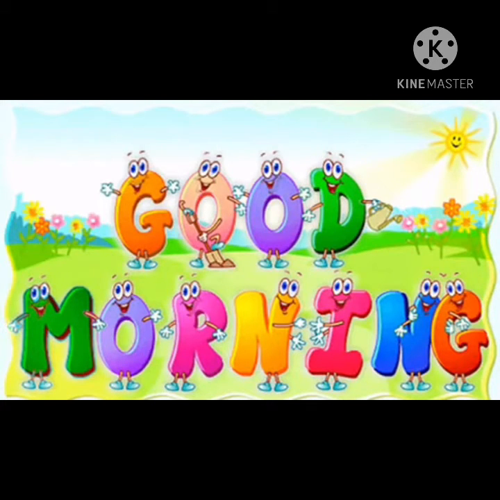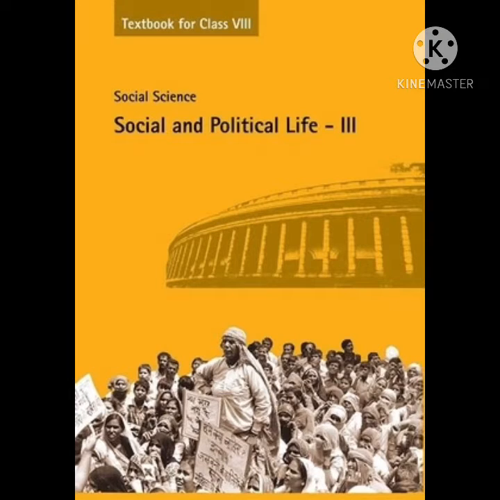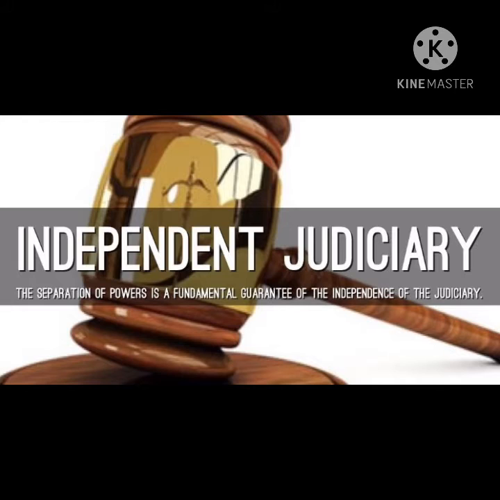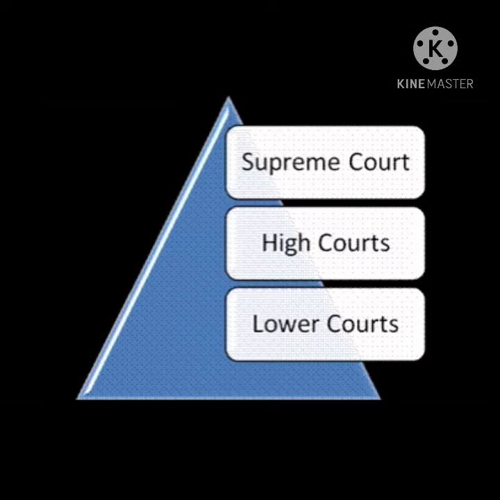So, students, in the previous session, we discussed our judicial system of India as well as the independent judiciary. Today, we are going to discuss the structure of courts in India. India's judicial system is like a pyramid with the Supreme Court at the top, followed by the High Court and the lower court at the base, or at the lowest level. Or we can say that the Indian judicial system consists of three different levels: Supreme Court, High Court, and the lower courts. Let's discuss all three of them.